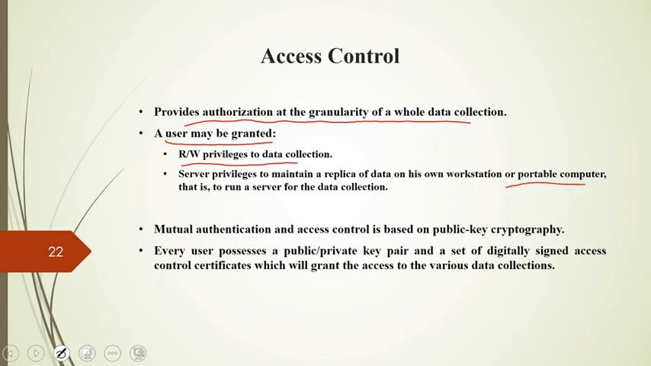For example, let us consider that mutual exclusion and access control are based on public key cryptography. In this, every user possesses a public-private key pair and a set of digitally signed access certificates which grant access to the various data collections. So this is how authorization is provided in the Bayou distributed system.